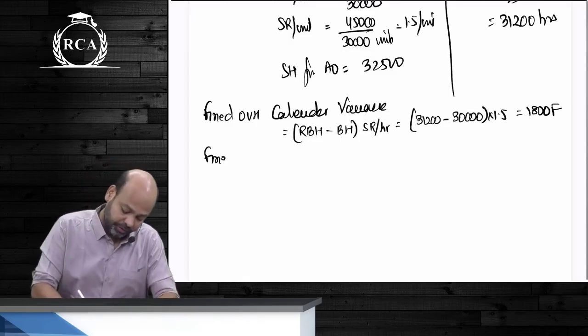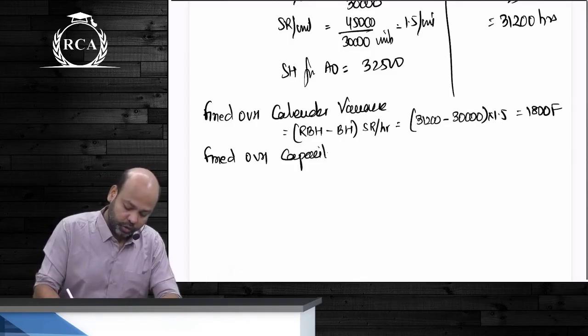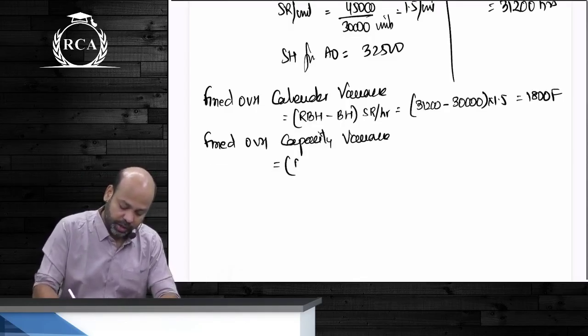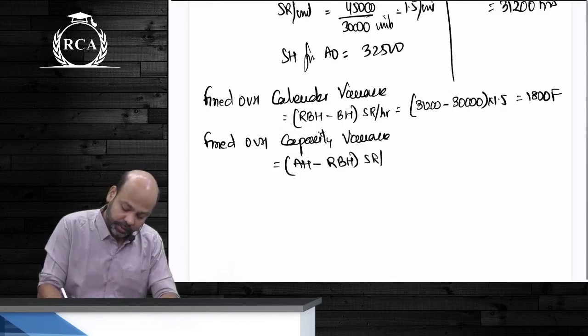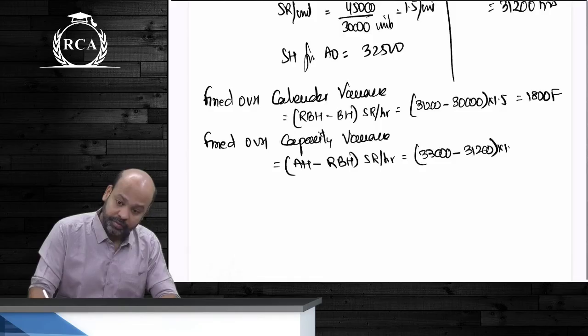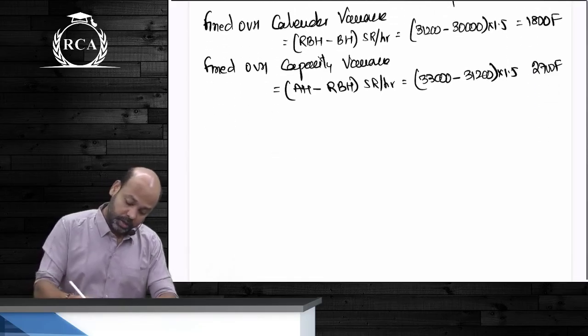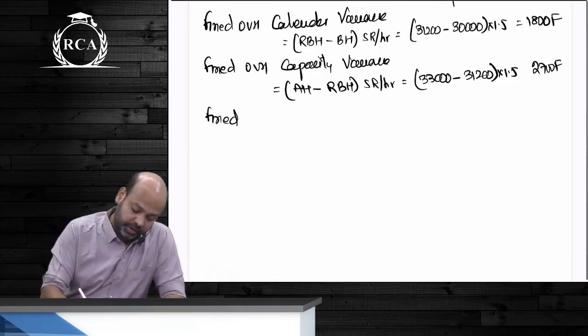How much will be your fixed overhead capacity variance? In those 26 working days, as per the budget, you were supposed to work for 31,200 hours, but you ended up working for how many hours? 33,000 hours. Was there an excess capacity utilization or deficit? Excess. That is why it is favorable, beta. 2,700 favorable.